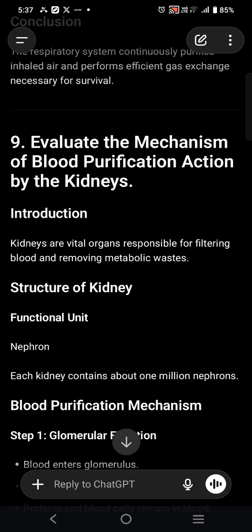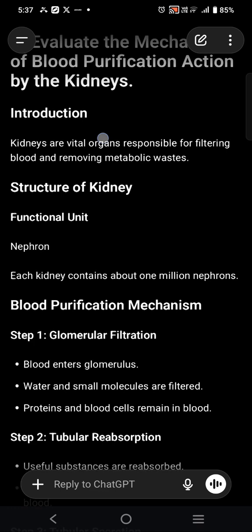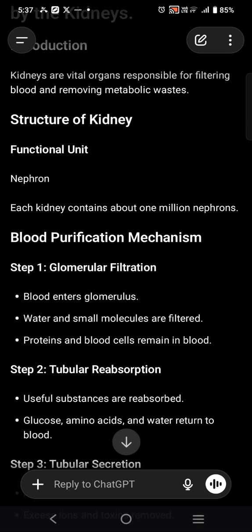Evaluate the mechanism of blood purification action by the kidneys. Kidneys are vital organs responsible for filtering blood and removing metabolic wastes. Functional unit: nephron. Each kidney contains about 1 million nephrons.